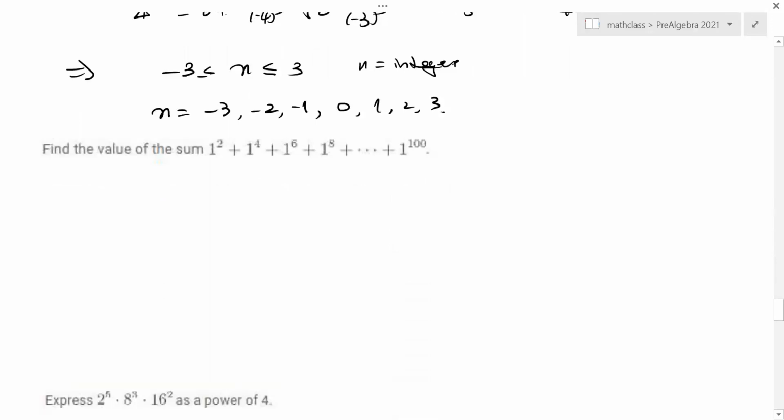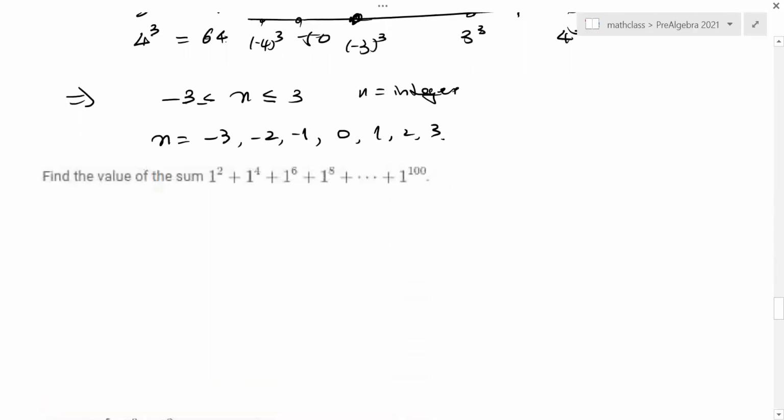All right, so now take a look at the next problem. What is the value of the sum? I'll give you half a minute to think about it.